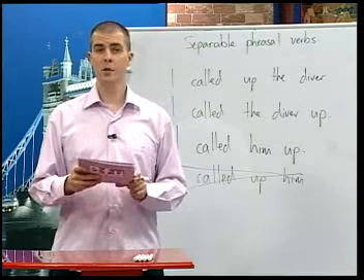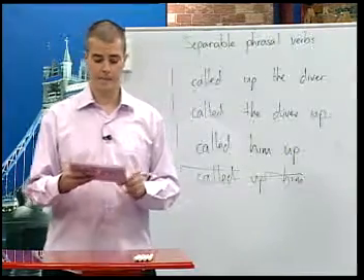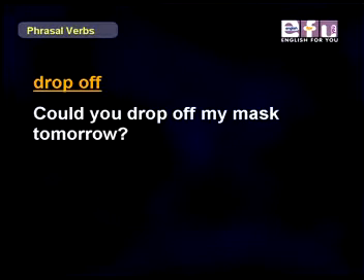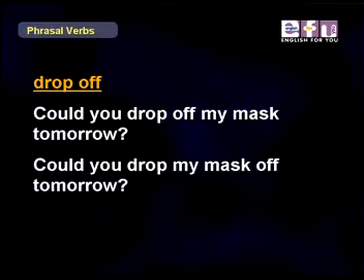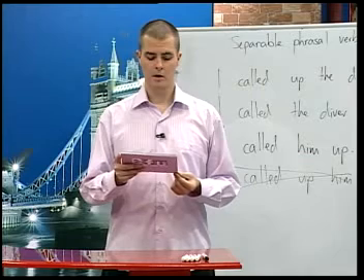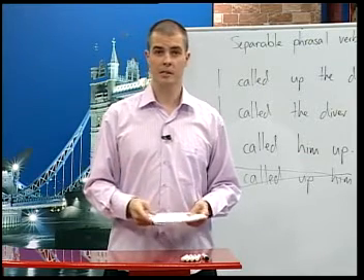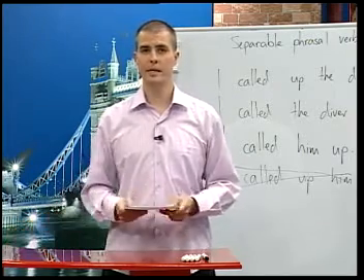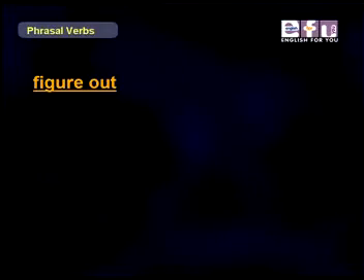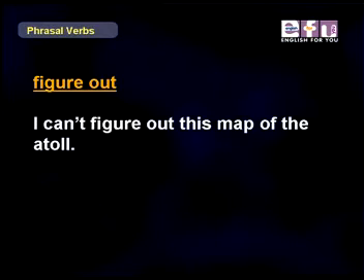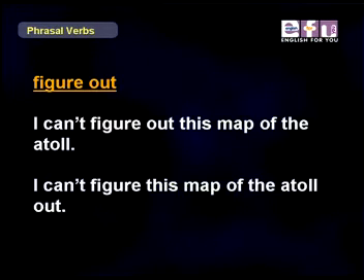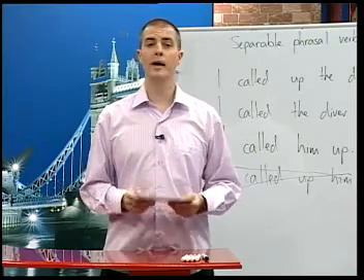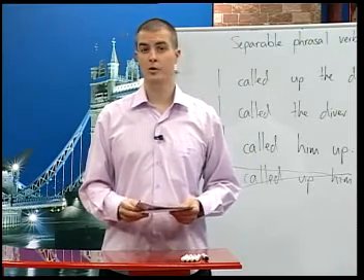Some other examples of this type of phrasal verb are drop off. Could you drop off my mask tomorrow? Could you drop my mask off tomorrow? To drop off means to take something or someone somewhere and then leave that person or that thing in that place. Figure out. I can't figure out this map of the atoll. I can't figure this map of the atoll out. To figure out means to understand or to solve.